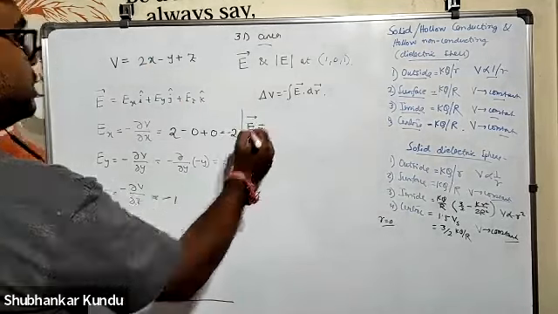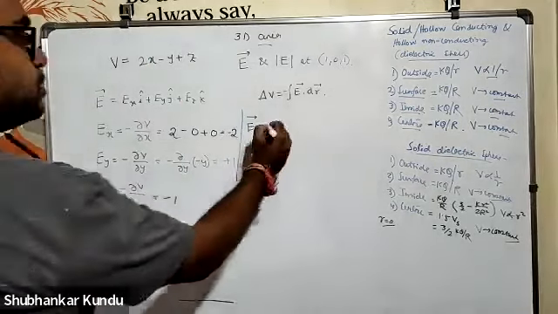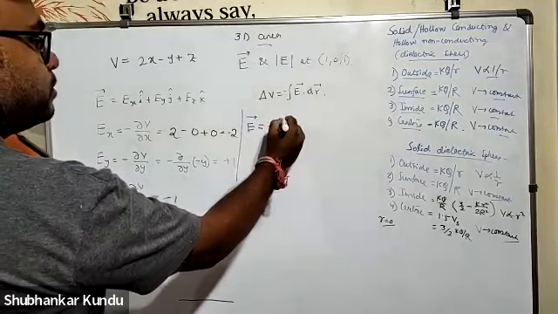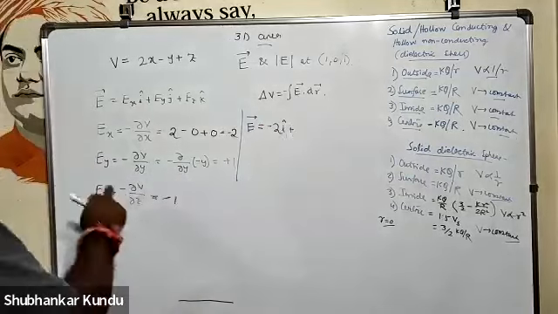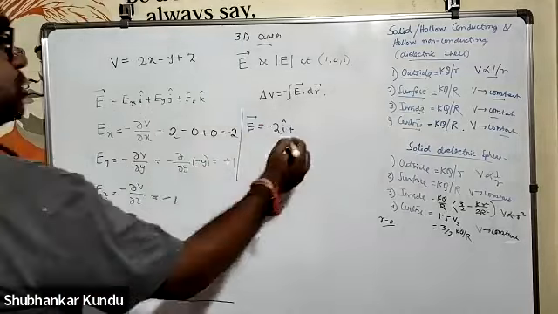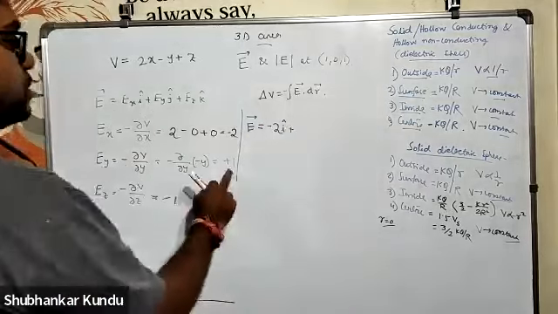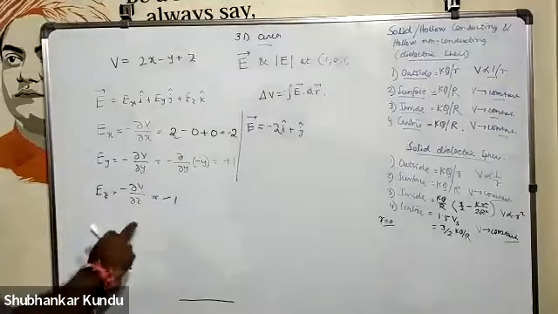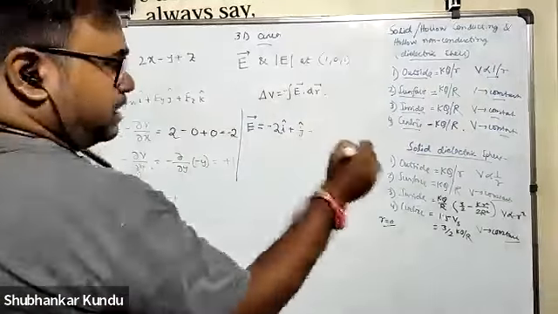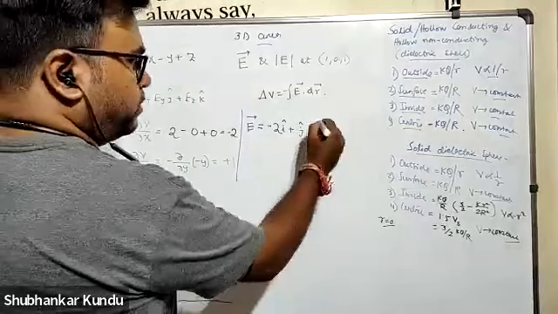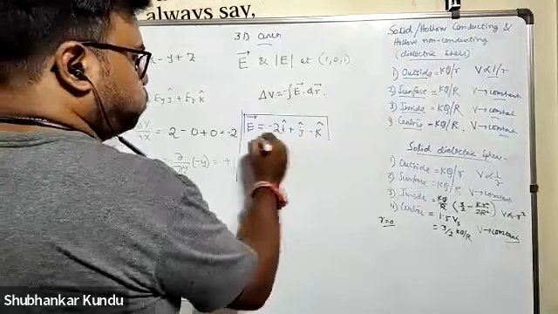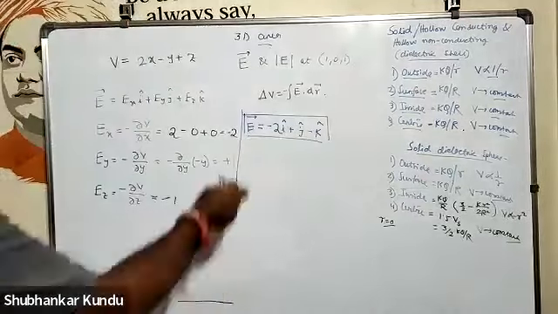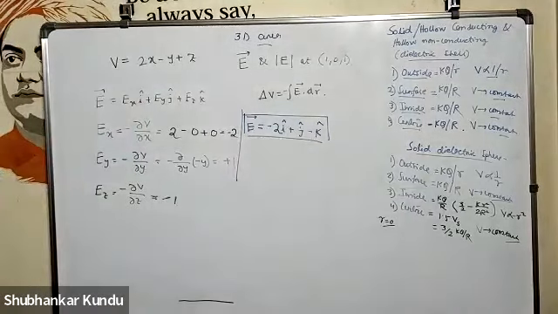E vector is equal to Ex, which is minus 2 i cap, plus Ey, which is plus 1 j cap. That means only j cap. And Ez is minus 1, minus 1 k cap means only minus k cap. This is the value of the electric field vector.